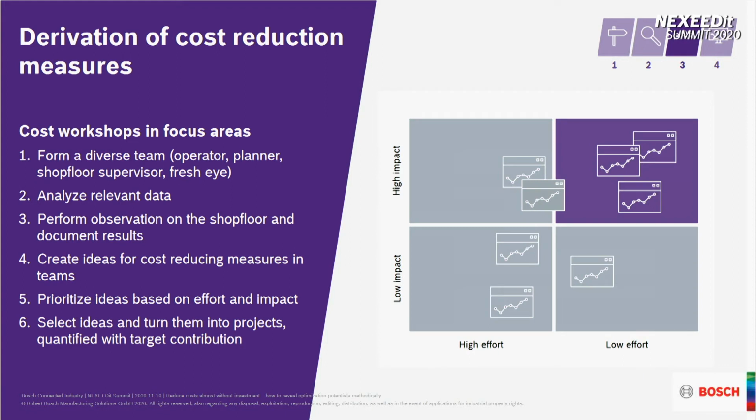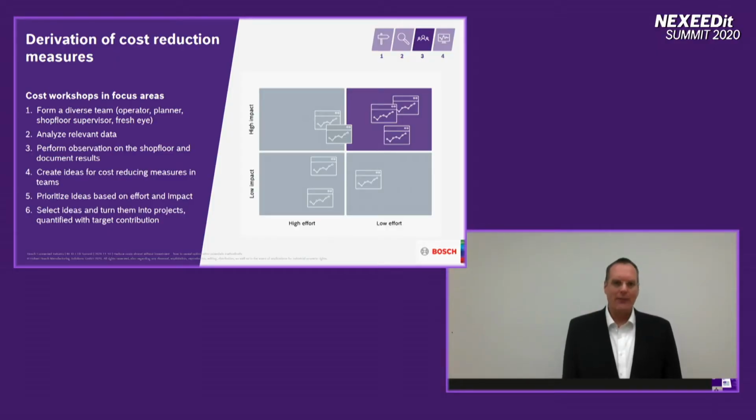In the third step, it is very important to work out clear measures in a very diverse team, from operator level up to supervisor level, and to bring in a fresh-eye view. The analysis of all relevant data is key to make it very concrete. It is very important that measures are prioritized afterwards. And then bring it to life, work out concrete project programs, and keep an eye on that and work on it very systematically.